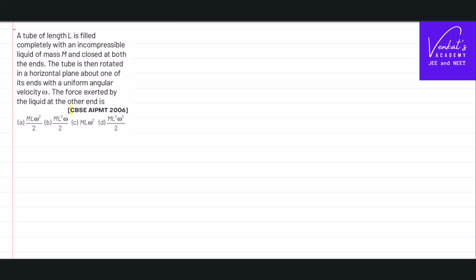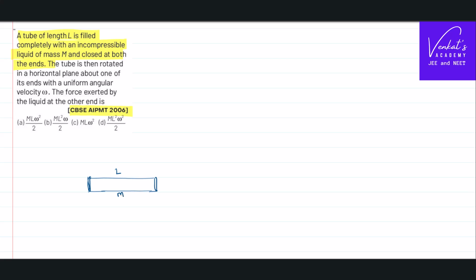This is an AIPMT 2016 question. Problem is like this. A tube of length L is filled completely with an incompressible liquid of mass M and is closed at both ends. Let me draw the diagram of that part first. That is a tube. It is closed at both ends, whose length is L, filled with a liquid of mass M.